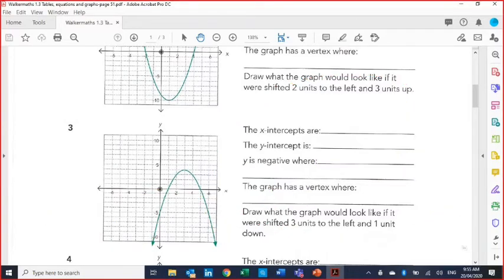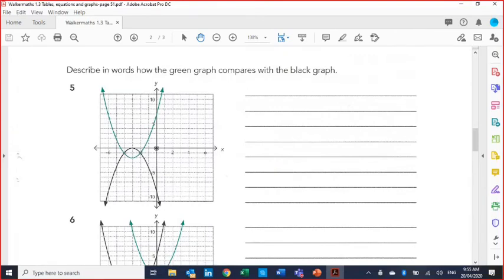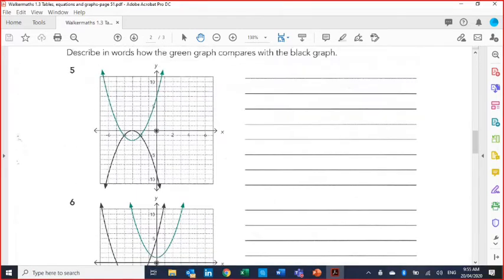Then let's talk about the next type of question. We're going to describe in words how the green graph compares to the black graph, right? So we're comparing the green one to the black one. Okay, so let's just look at number 5. Well, first thing you notice is that, what do you notice about those two graphs? One is opening positive. Yeah, one's opening up and one's opening down, okay?